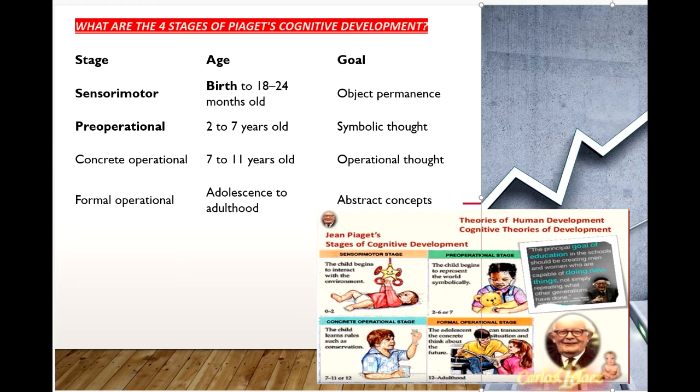The third stage is concrete operational, which ranges from 7 to 11 years old and sets its goal on operational thoughts. The fourth stage is formal operational, which ranges from adolescence to adulthood and sets its goal to abstract concepts. An image with a small description of all 4 stages is presented on this slide.